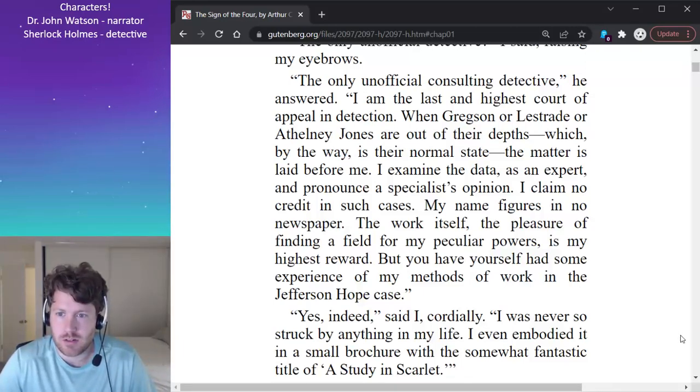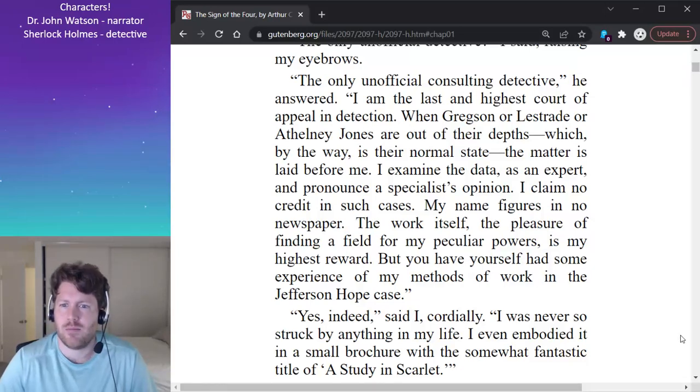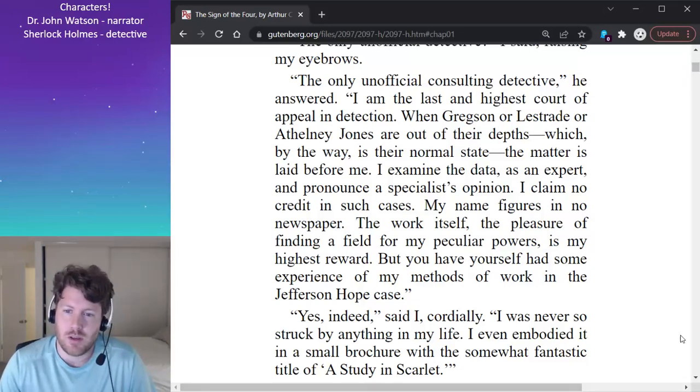I claim no credit in such cases. My name figures in no newspaper. The work itself, the pleasure of finding a field for my peculiar powers, is my highest reward. But you have yourself had some experience of my methods of work in the Jefferson Hope case."